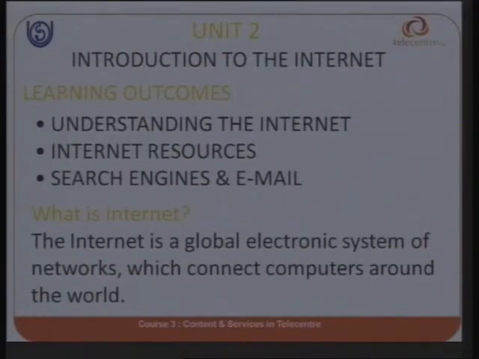So this is critical for any internet mechanism. So what is the internet? Let's define what the internet is. The internet is a global electronic system of networks which connect computers around the world. Basically, the internet is nothing but computers which share information with other computers. For example, if 10 computers are linked and you can share the information among them, and you can share these 10 computers' information with another 10 computers, it's called the internet. So this is a very simplistic way of putting what the internet is.